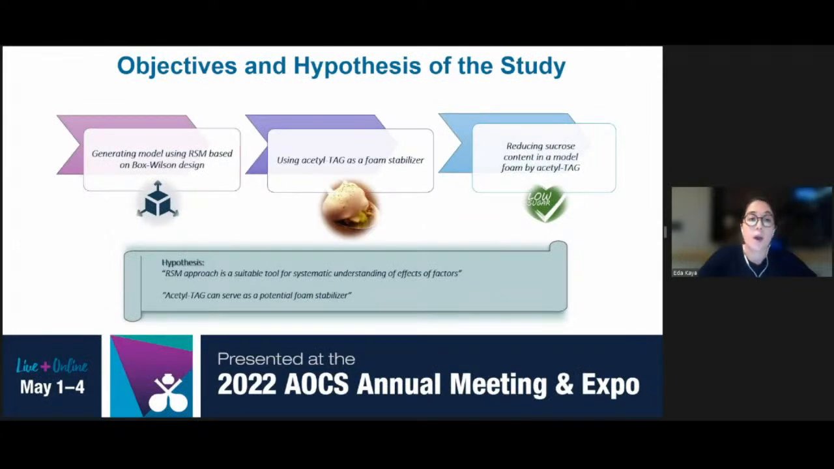So the objective was, using a Box-Wilson design and response surface methodology and acetyl-TAG as a foam stabilizer, to try to reduce the use of sugar and analyze this as a novel foam stabilizer in the structures. The hypothesis was that acetyl-TAG can serve as a potential foam stabilizer, and we can understand the effect of each factor using the RSM approach.